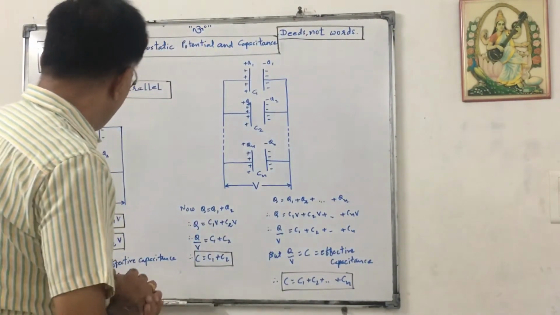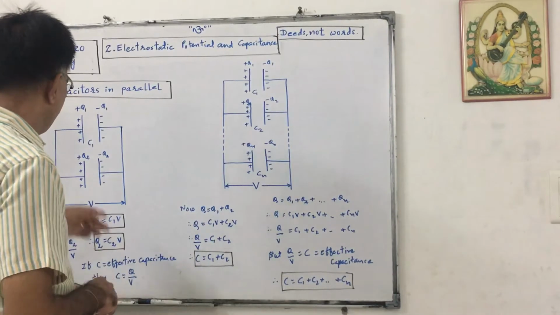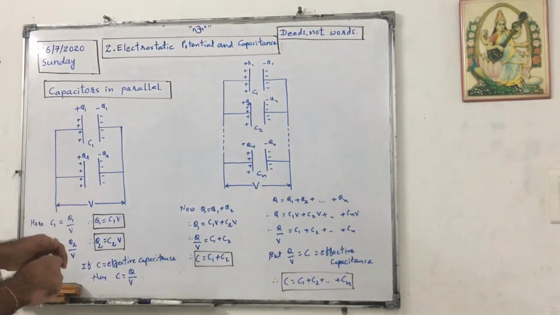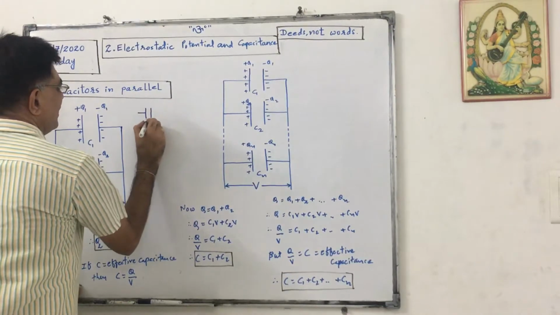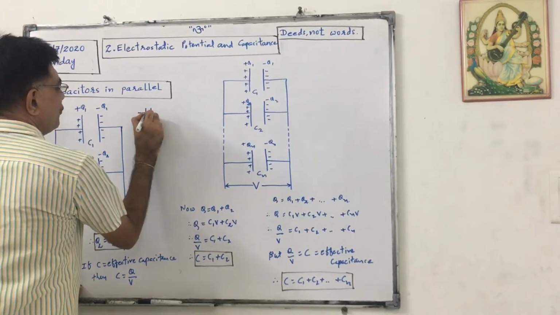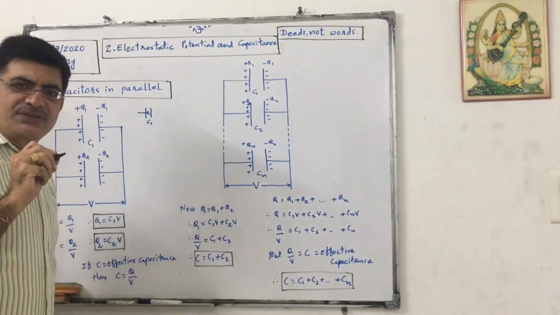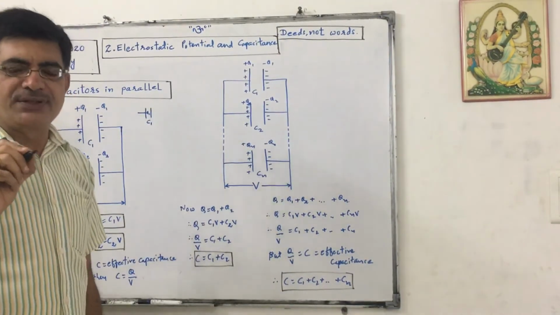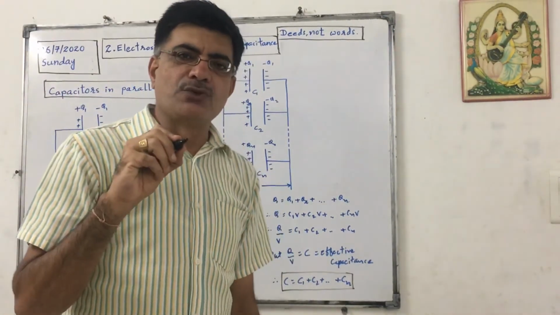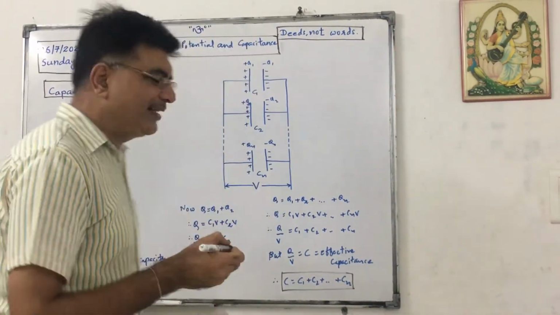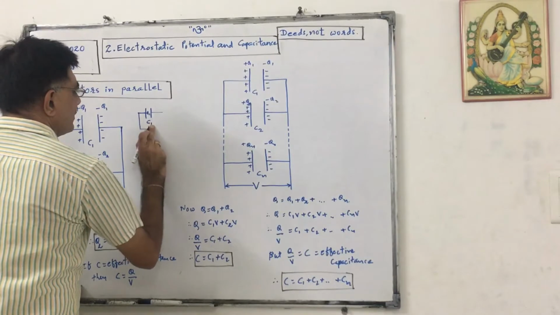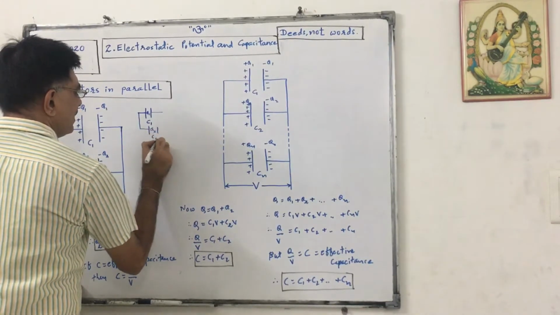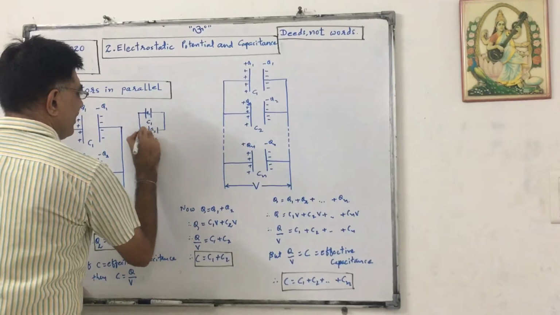See, they have not drawn the actual circuit. In the text, they have drawn this figure, which seems somewhat complicated, but I can draw it like this. This is C1, and we can write Q1. We know that net charge on a capacitor is 0, but when we say the charge on the capacitor is Q1, it means on one plate it is plus Q1 and on the other plate it is minus Q1. Suppose here it is Q2, capacitance is C2, and here is the battery.